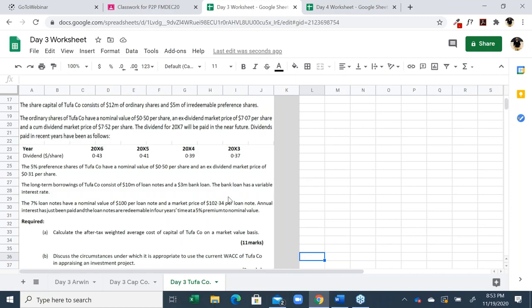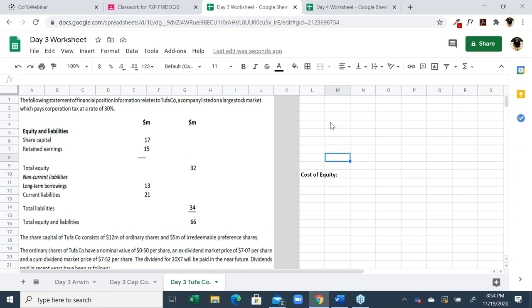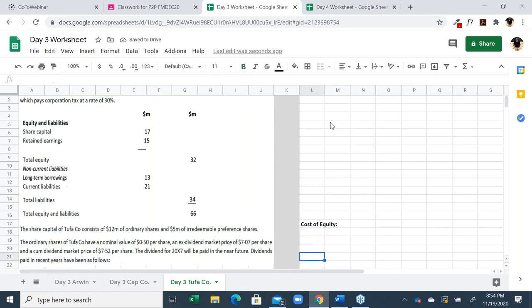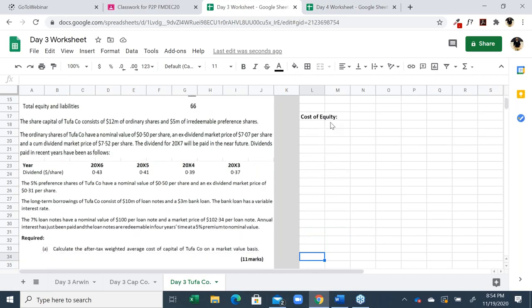So from the question we can easily find out the method that we are going to use for calculating the cost of equity. It's the dividend valuation model, because all the information mentioned in the question is related to the dividend growth model, right? So first of all, for the dividend growth model, we have to calculate growth. So how do we calculate growth? Basically, we need to find out at what rate the dividends have grown from 2003 to 2007.